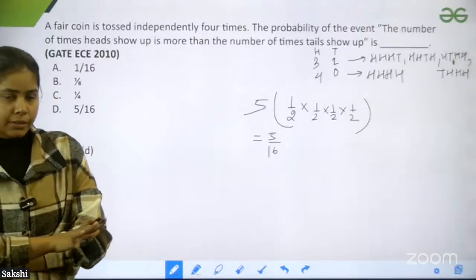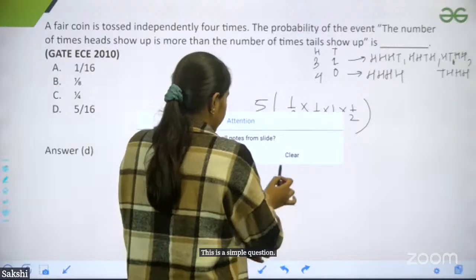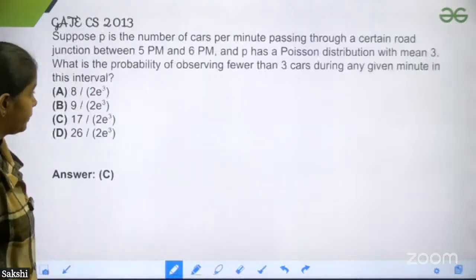This is a simple question. Now, let's move to next question.